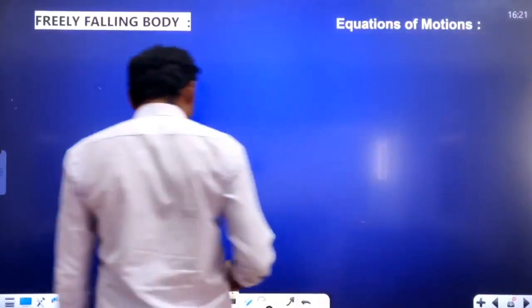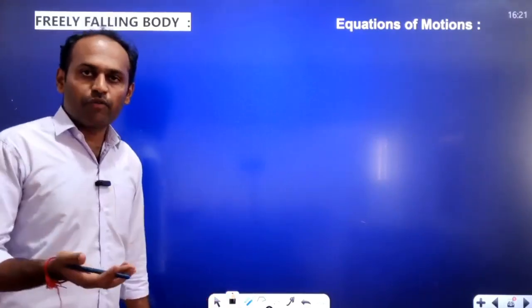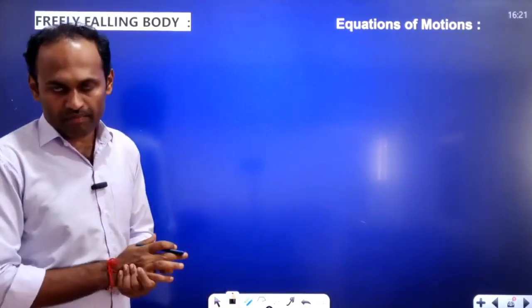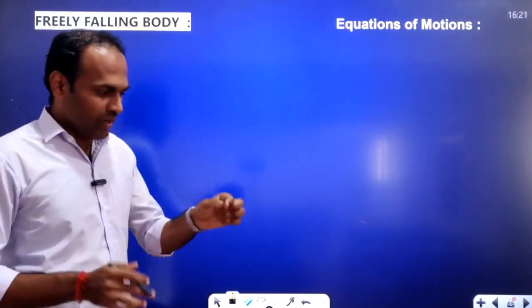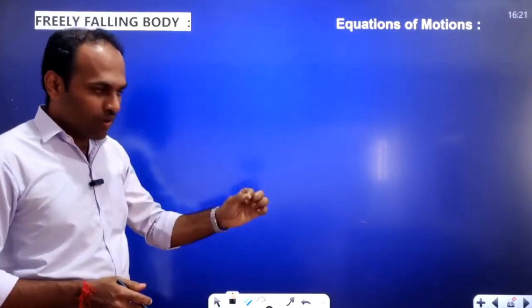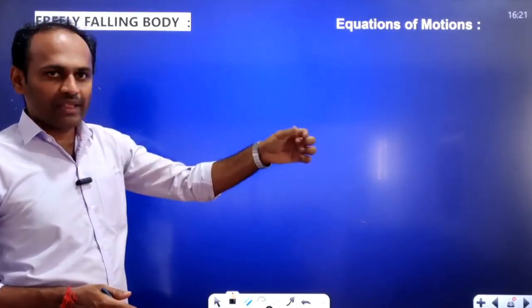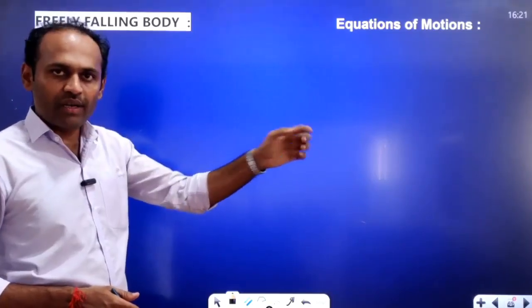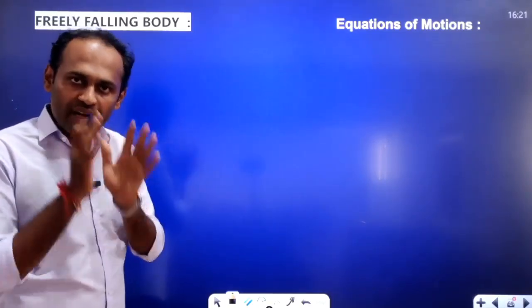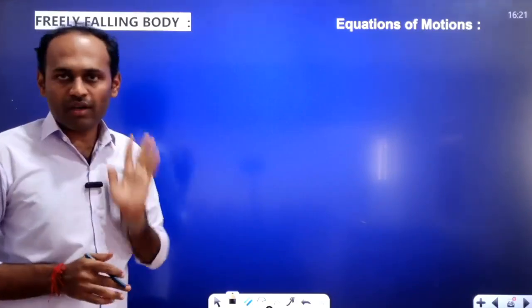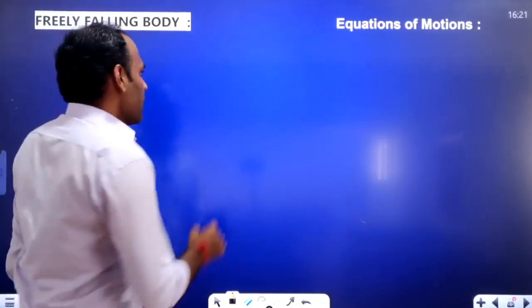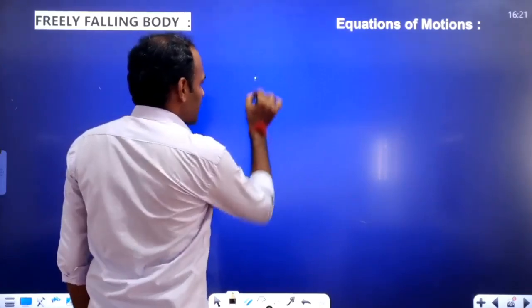See, freely falling body. What is a freely falling body? Freely falling body is anything which is moving in air. Whatever may be its path, whether it moves vertically upwards, vertically downwards, in a projectile motion path, or in a horizontal direction, if it is moving in air only under the action of gravity, then it is called freely falling body. See, freely falling, it is not necessary to be falling down only.